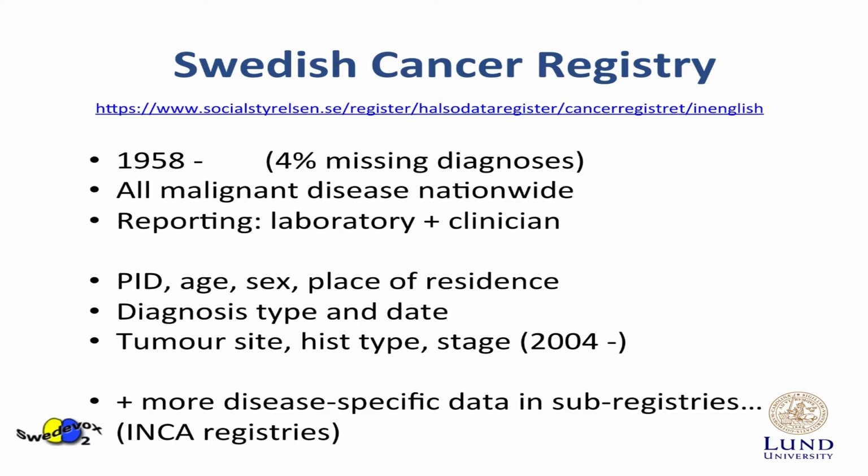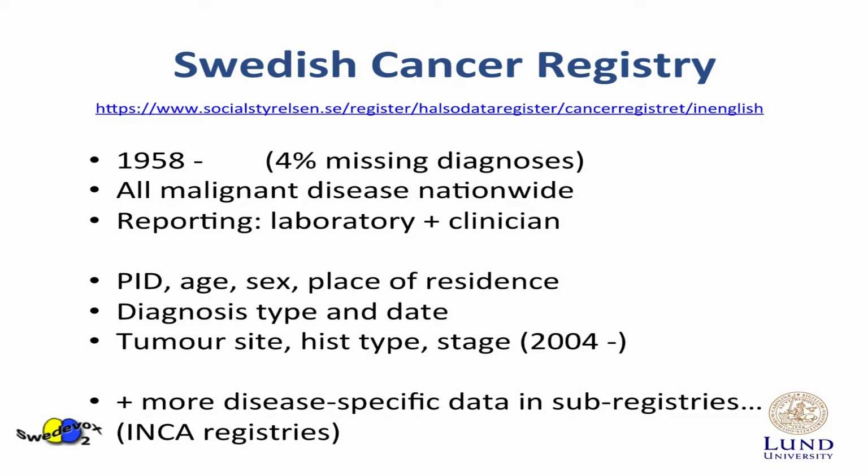I don't know what happens with the 4%, but they have some way to elude the government. I don't know what they do. I should learn more about that. And it includes fairly basic data. This is a Swedish social security number. Age, sex, place of residence, of course. The diagnosis type and date of the diagnosis, the type of cancer, histologic type, stage. That's the basic stuff. So this is the basic cancer registry.